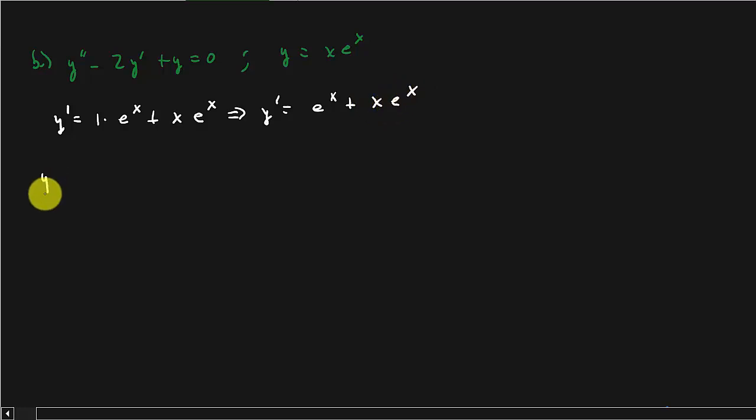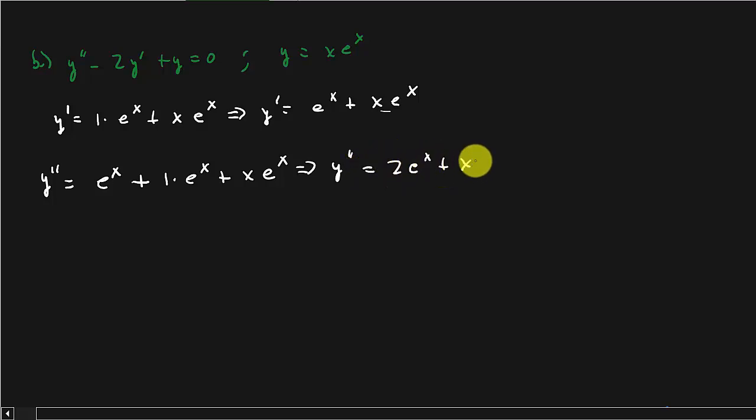All right. And then the second derivative, well, that's going to be e to the x plus, and then we got product rule here, 1 times e to the x plus x e to the x, which tells us that y double prime equals 2e to the x plus x e to the x. So there's your first derivative, there's your second derivative. And then we're just going to take it and plug each one in.